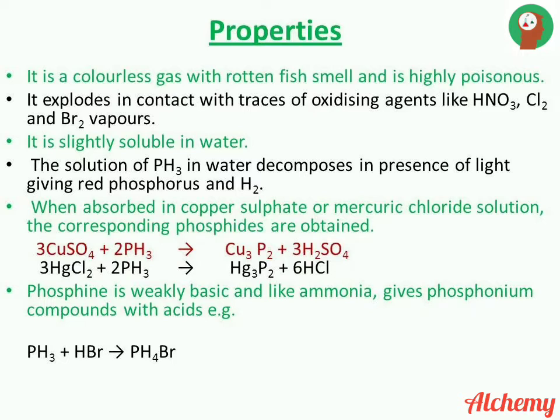When absorbed in copper sulfate or mercuric chloride solution, the corresponding phosphides are obtained. Phosphine is weakly basic like ammonia and gives phosphonium compounds with acids. For example, phosphine combines with hydrogen bromide to give phosphonium bromide.